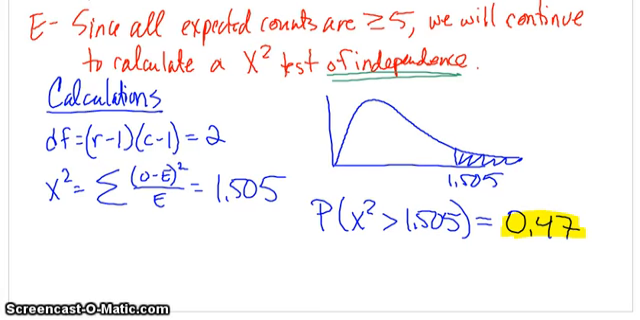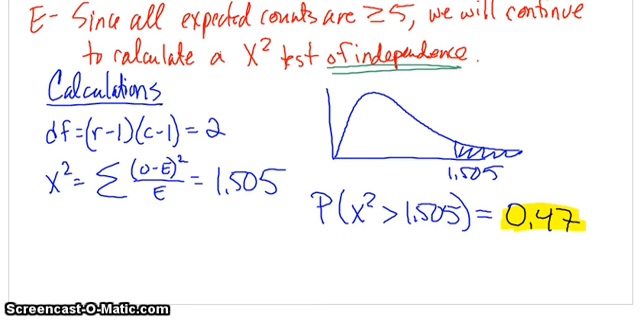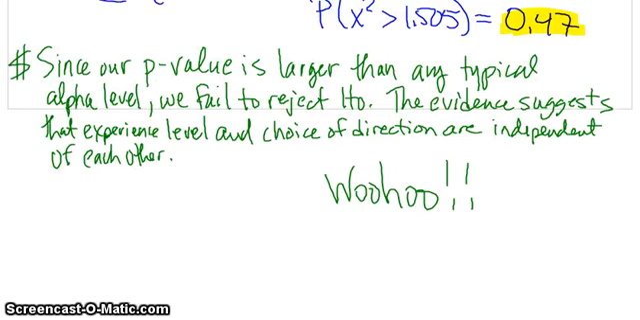Last thing, what are we supposed to write about? We're supposed to write about the p-value in context. What does it mean? Okay, try it. Ready, go. All right, so since our p-value is larger than any typical alpha level, we fail to reject our null hypothesis. Therefore, the evidence suggests that experience level and choice of direction are independent of each other. And we are done. Woo!